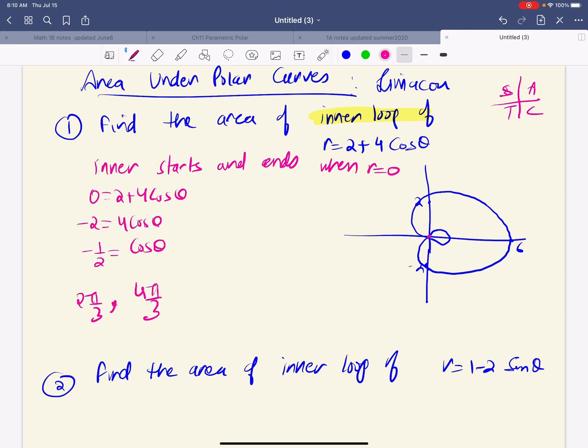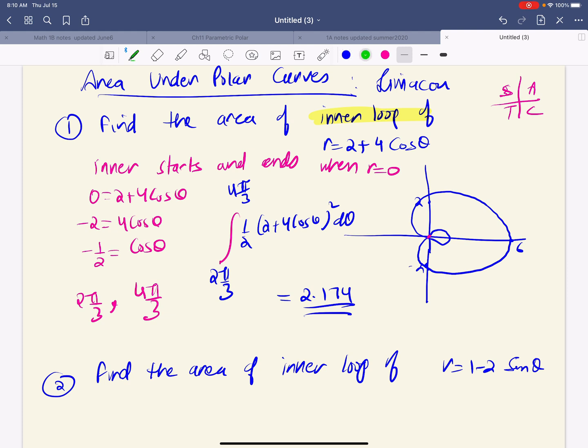Okay, so now I'm going to go ahead and find the area, integrate. I know the bounds of integration now: 2 pi over 3 to 4 pi over 3 of 1/2 r squared, which is 2 plus 4 cosine theta squared d theta. Let's go ahead and plug this into an integral calculator. It turns out to be 2.174. Okay, so that's the area inside the inner loop.